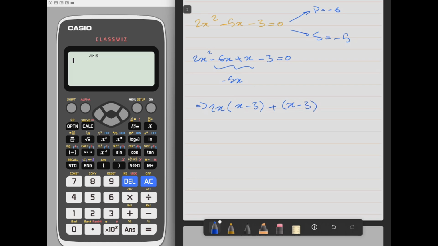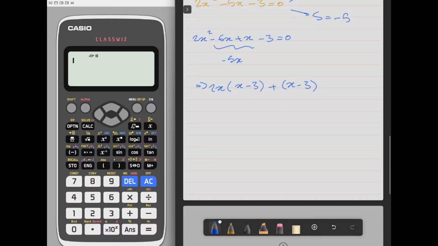Like, you can say that I factorize the 1 from it. I just put them in the bracket, equal to 0. And here I can factorize x minus 3. So everything will be all good, right? I have x minus 3 times 2x plus 1 equal to 0.